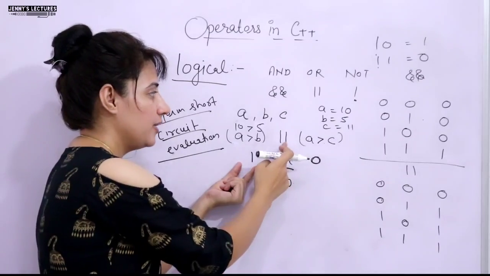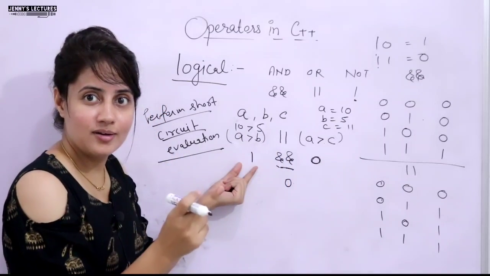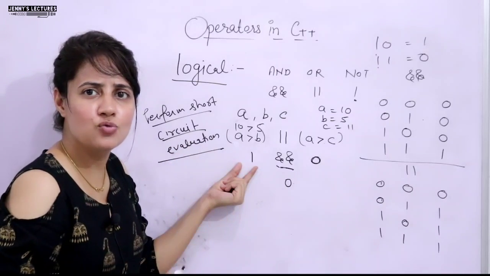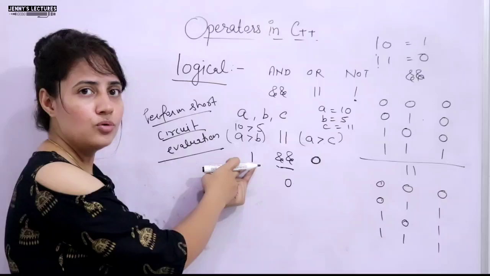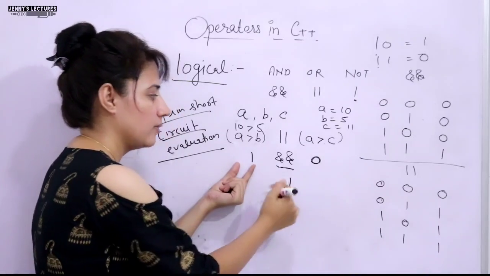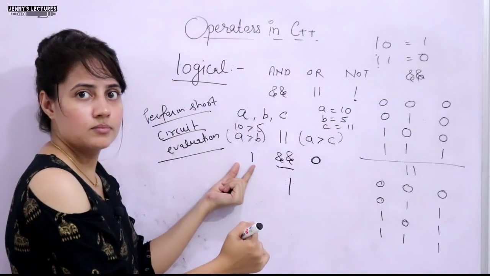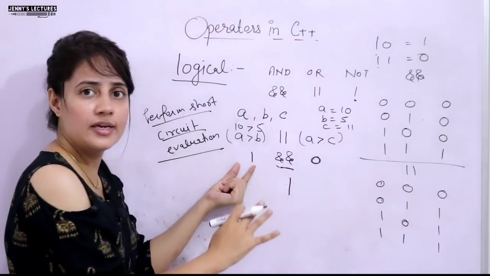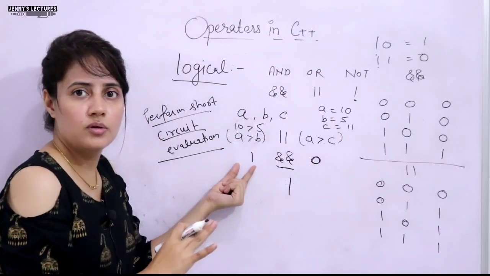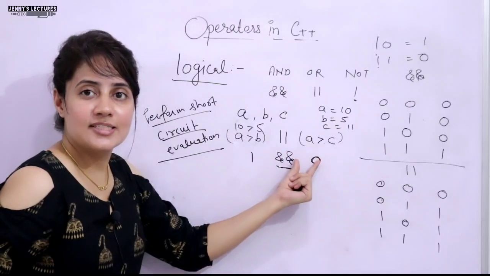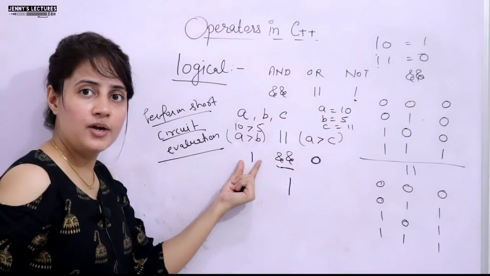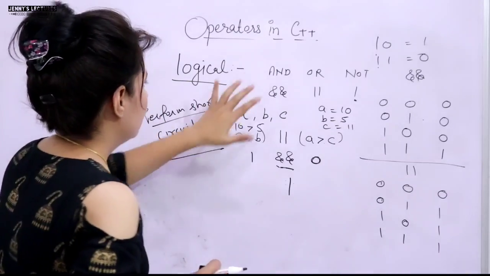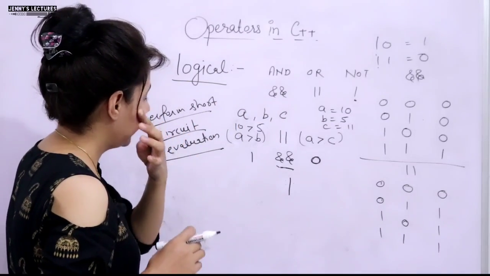Why so? Because the operator is logical OR, and in logical OR, if any one of the operands is true, ultimately the result would be true. So one operand is true, so we know the result would be 1. It doesn't depend on whether the second operand is giving false. If this is false, then also it will give 1. If this is true, then also it will give 1. So it will not evaluate the second one. Only by evaluating the first operand we know the result. That's it. I hope these logical operators are clear to you guys.